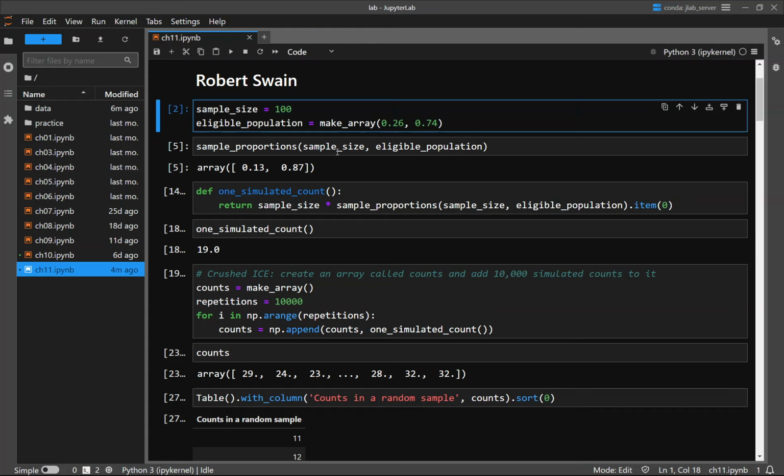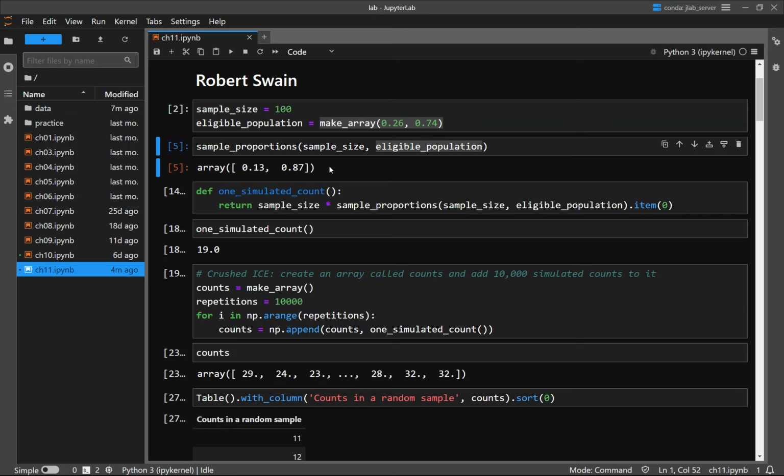All right, so what we did last time was there were 100 jurors that day for that trial of this man, and we were able to come up with a probability distribution of how likely it is, in the population of eligible jurors, that a juror chosen randomly would be black. That's 26%, and then non-black would be 74%. And we can call sample proportions to pick from this distribution, given that sample size and the distribution of the population. Here it gives you back, okay, for this random drawing, 13% black people, 87% non-black.